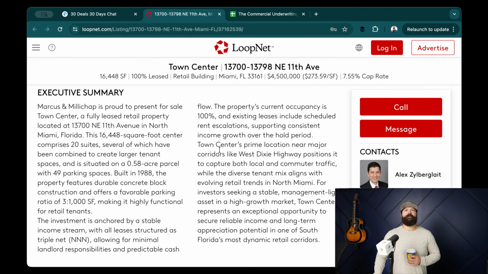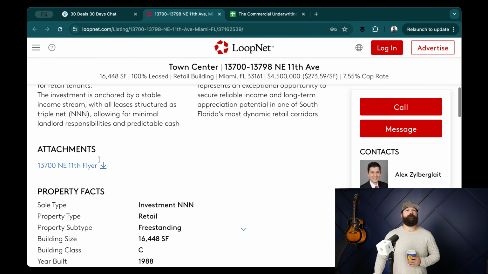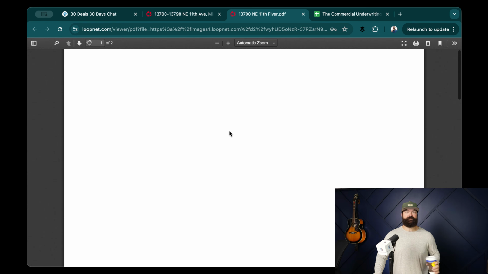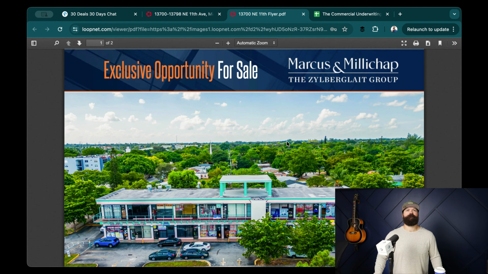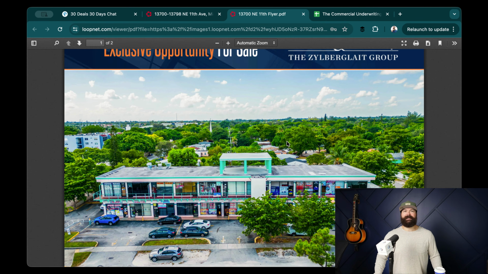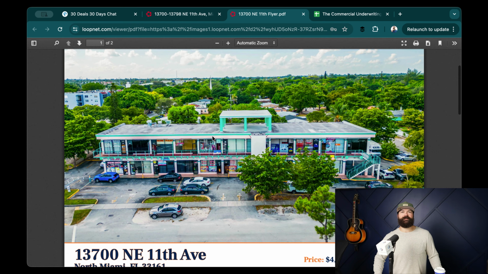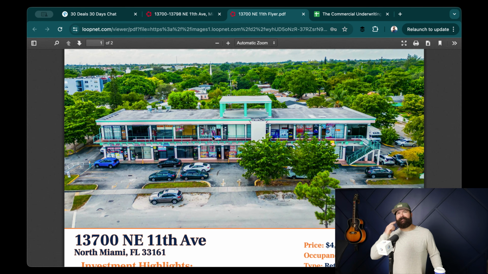Okay, let's see here. Look at the flyer. I kind of like the colors. I know that it's very Miami, and I know that really kind of is obnoxious, but hey, it grabs your attention. And you know what? If you want to have a very successful, small business oriented property, grab some attention.